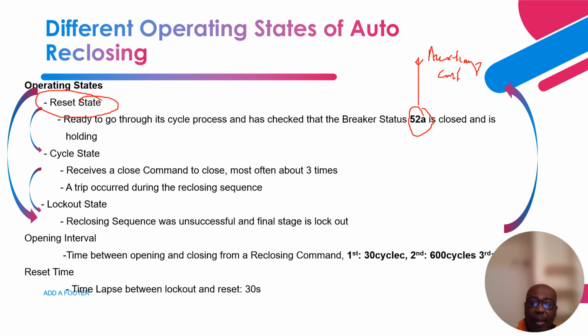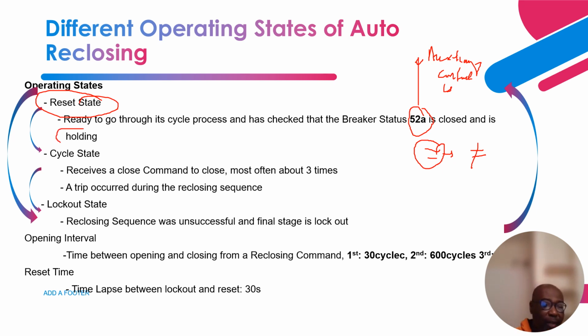The 52A contact is an auxiliary contact that basically tells if the breaker is closed. This auxiliary contact, which in normal state is an open contact, changes to a closed contact. So that closed contact from the 52A contact is going to provide a status to the recloser that the breaker is closed and is holding.